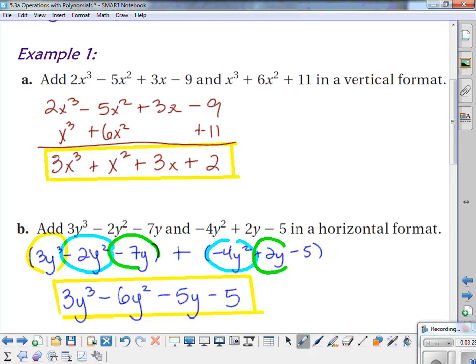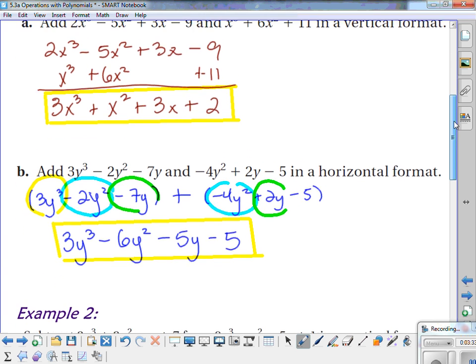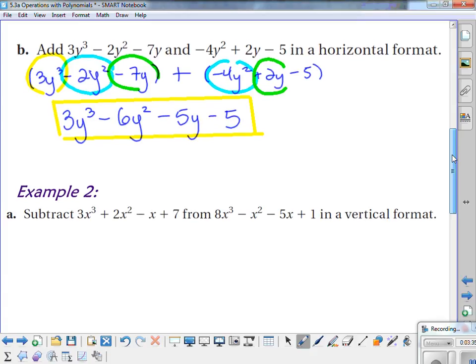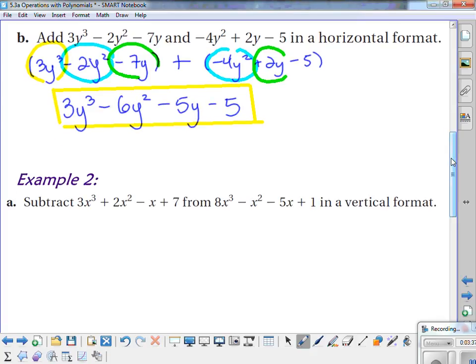Okay. All right, so subtraction are the ones you have to be a little bit more careful on. And again, I'm going to show you both vertical and horizontal. It's up to you, whichever one you prefer. Now, you have to be careful. If they actually give the problem to you like this, as opposed to just writing it as a subtraction problem, read it carefully. I'm subtracting 3x cubed plus 2x squared minus x plus 7 from 8x cubed minus x squared minus 5x plus 1. So which one of those is on top?